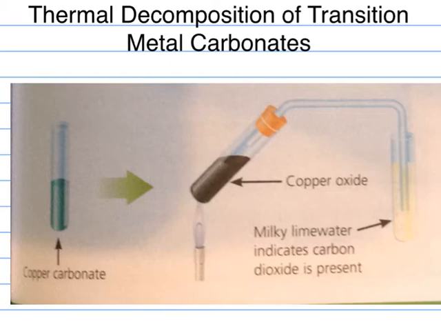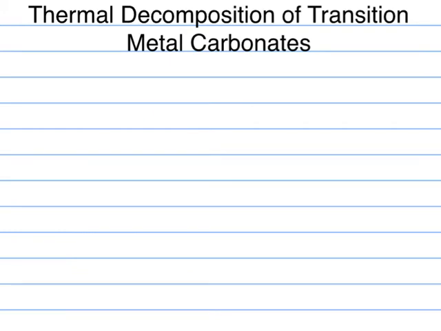So let's have a look at what the actual reaction involves then. So if we start, we had copper carbonate, and that thermally decomposes to make two things. The first one is copper oxide, and the second one is carbon dioxide.